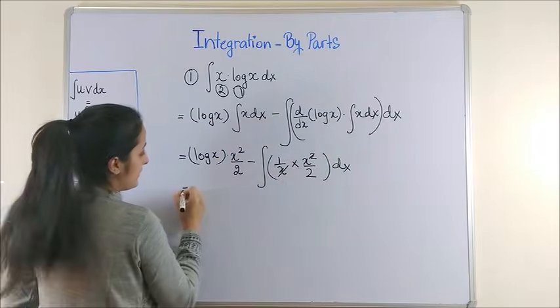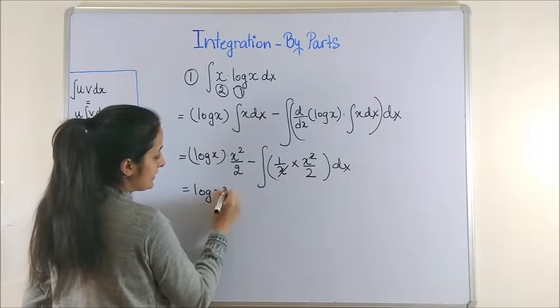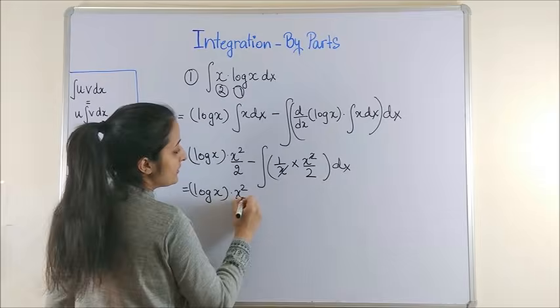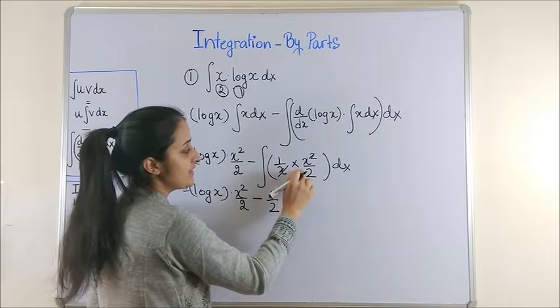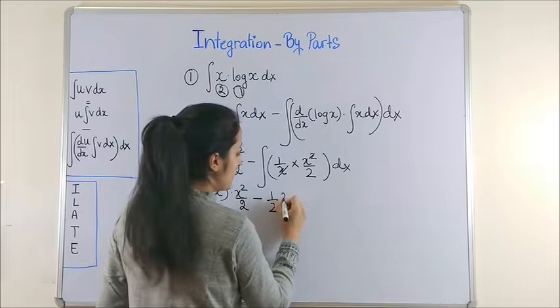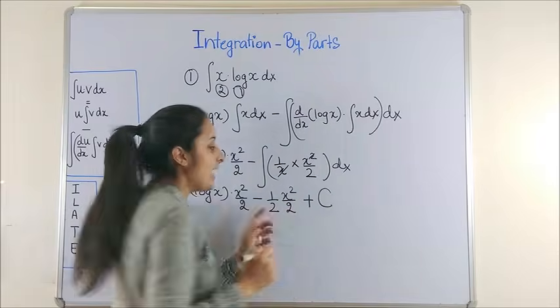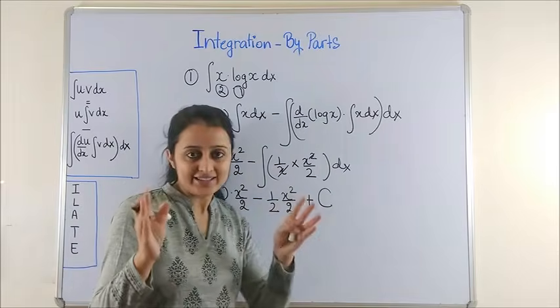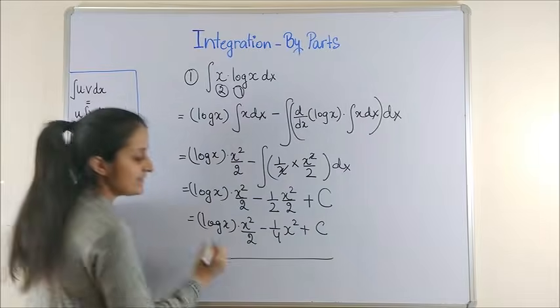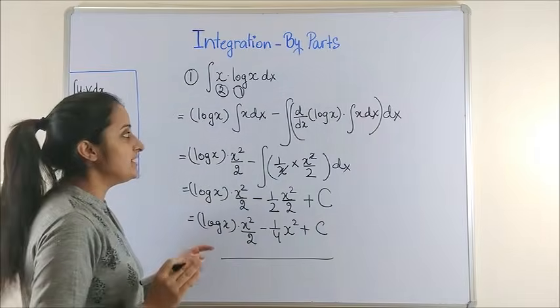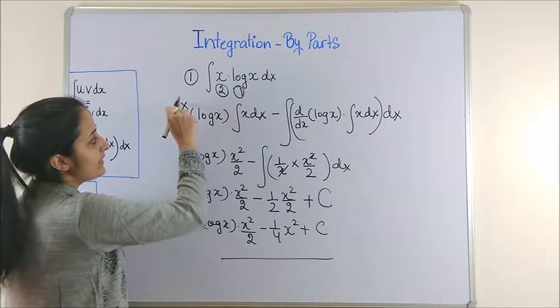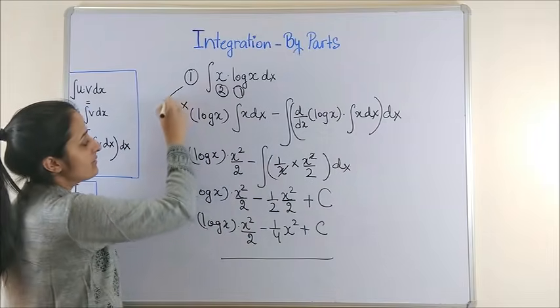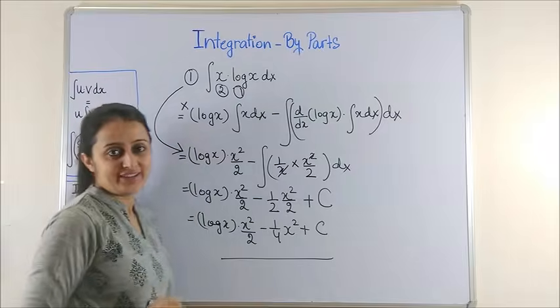Cancelling this, we get log x into x square by 2 minus half comes out as it is, and once again integral of x dx would be x square by 2, and we add c right in the end. This is the final answer. Please note, once you become a pro in doing this, you can completely skip this step and move to this one straight away.